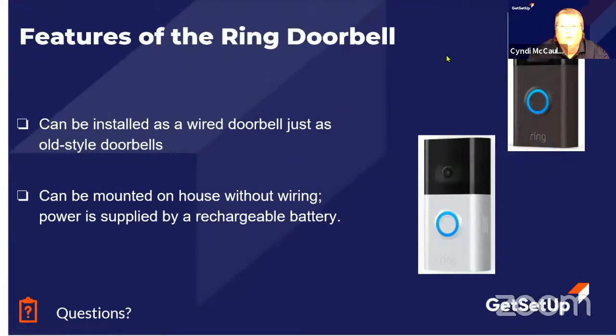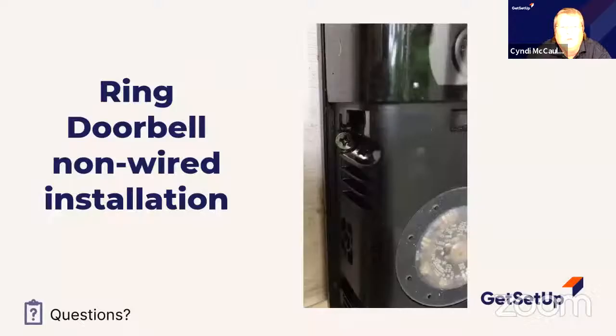So the features of the Ring doorbell, and this was one of the questions that someone asked, it can be installed as a doorbell just like the old style doorbell. It comes two ways. If you have an old style doorbell, you can take that doorbell off and just wire this doorbell exactly into it, just like the other one. Or you can use the battery that comes with it. The battery system is what I use because it's easiest to do. You don't have to worry about any kind of wiring. Basically, all you do is screw it into your home or where you're mounting it.